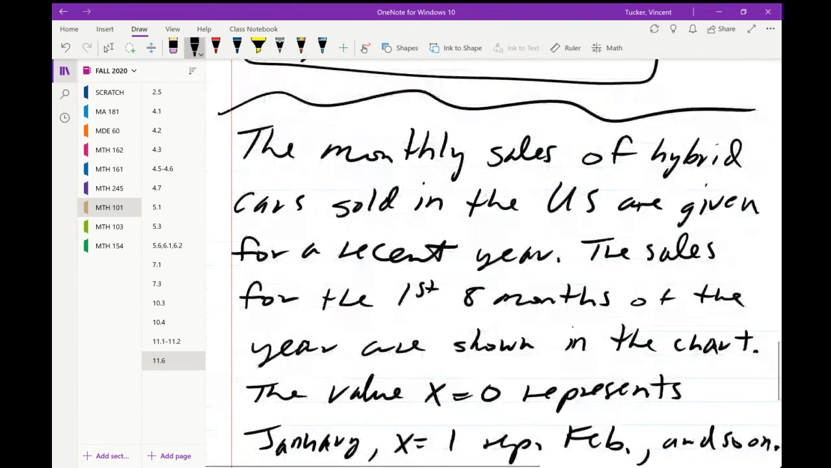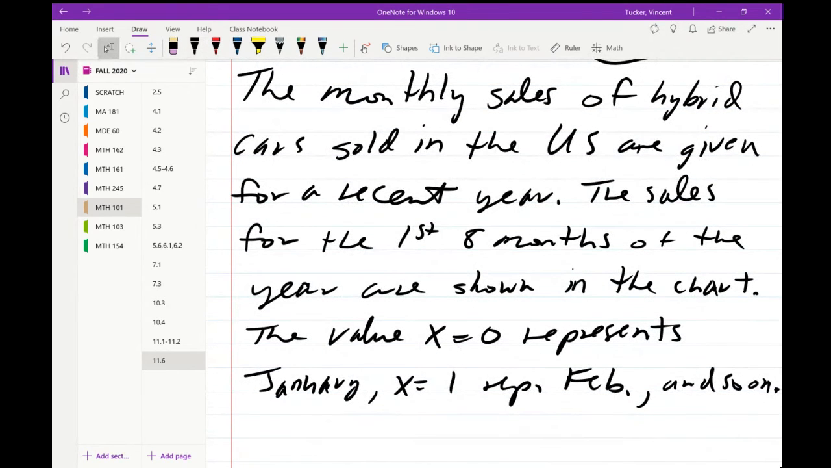All right. So before I write any more information down, the monthly sales of hybrid cars sold in the U.S. are given for a recent year. The sales for the first 8 months of the year are shown in the chart, and I'll just write down some numbers from the chart. The value x equal to 0 represents January. So keep in mind, 1 does not represent January, 0 represents January, and 1 represents February, and so on.